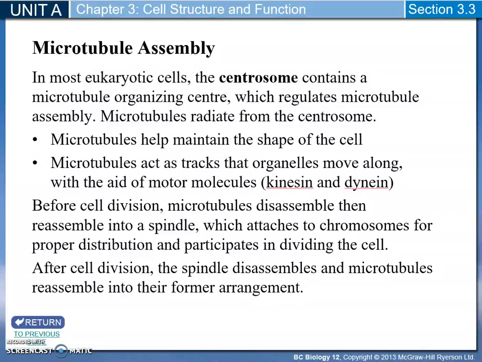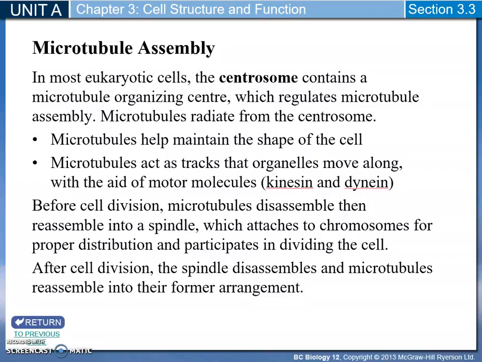So microtubules radiate from the centrosome, and they help maintain the shape of the cell. They act as tracks that organelles can move along with the aid of the motor molecules, as in kinesin and dynein. Now, before cell division, microtubules disassemble and then reassemble into a spindle, which attaches to chromosomes for proper distribution and participates in the dividing of the cell.